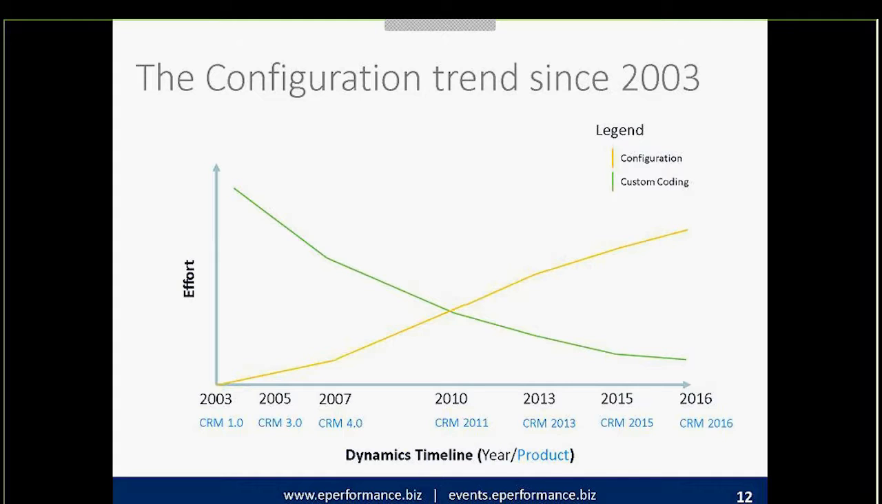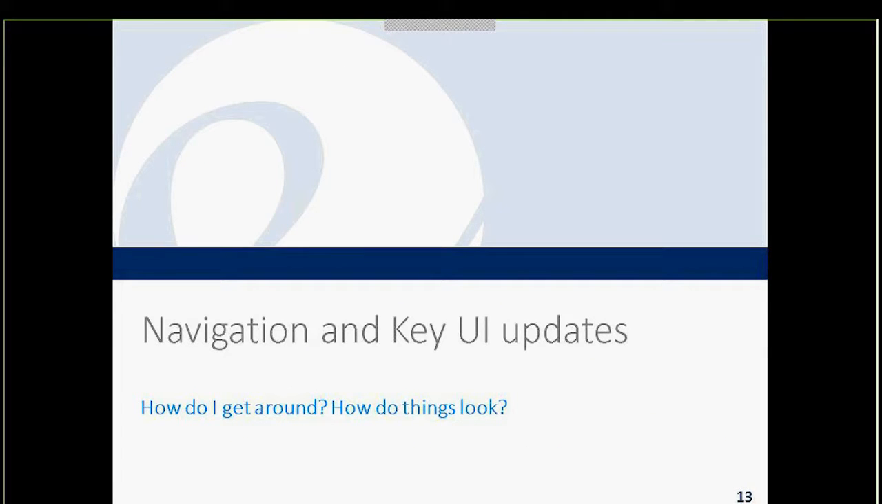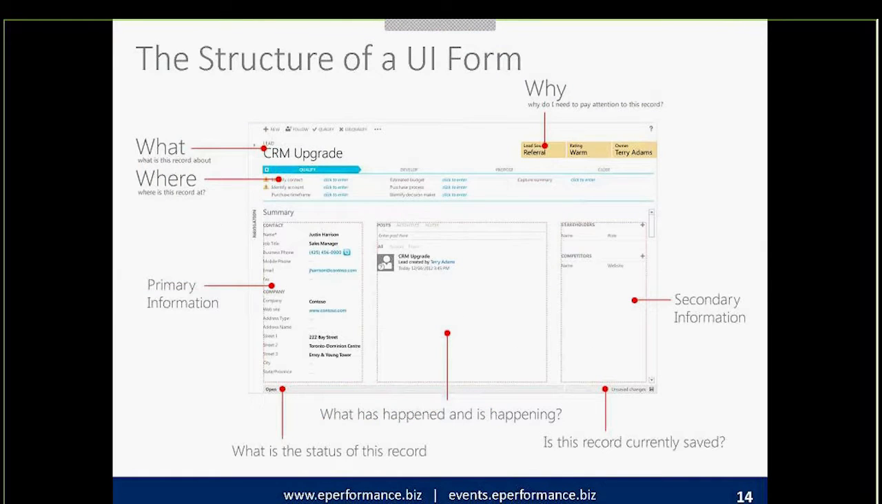So let's move on to the navigation and key UI updates within CRM 2013 and 2015. One of the most monumental things, and it hasn't changed since 2013, is the structure of the UI form. So there are a number of things that the Dynamics design wants to direct your attention to. First, the name of the record that you're working with. So, for example, if I'm working with a contact, John Smith will come up in the what category. The where, if there's a process associated with what you're doing. If you noticed on the screenshot before, we had a chevron staged out process. The where tells you where you are in that step.